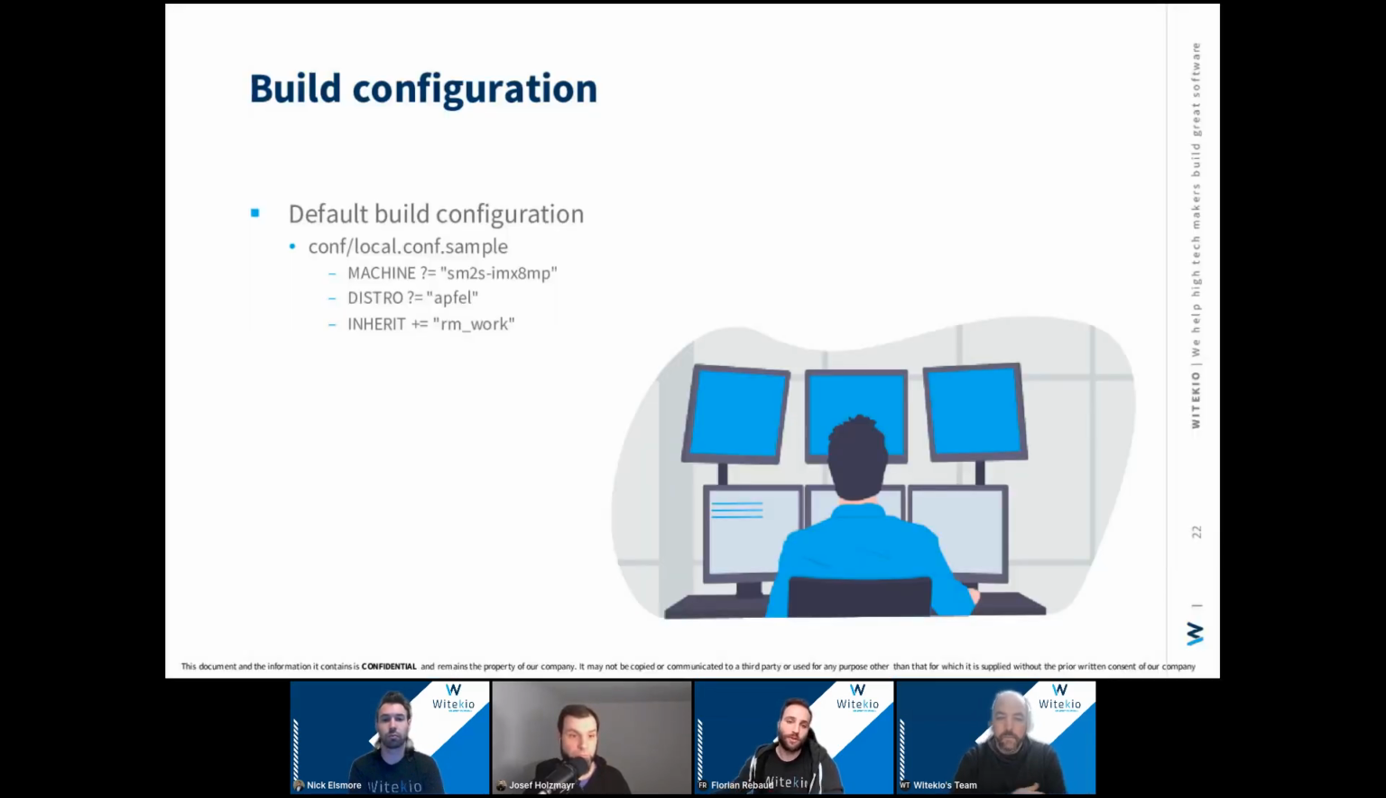How do you configure your build? In the meta layer, in the conf folder, in local.conf, you're going to set the default values of your machine and your distro. And then there's a little thing that you can do if you want to reduce the size of your Yocto once it's built: inherit the rm_work class, which is going to remove the sources and just leave you with the binary.